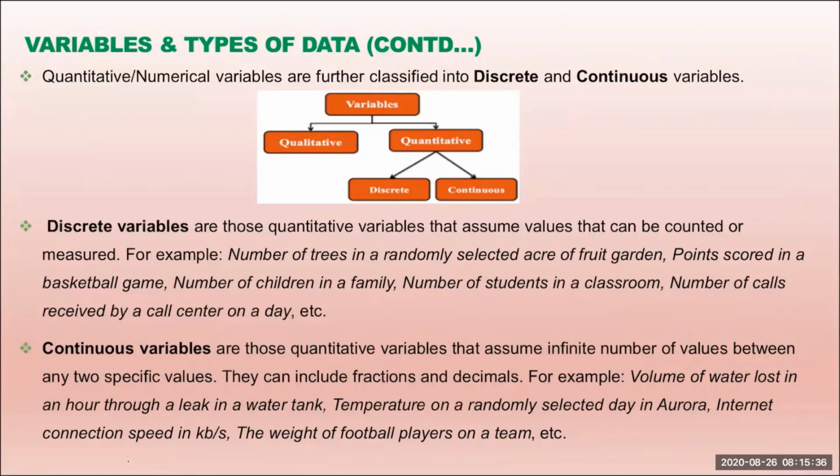Similarly, the weight of a football player, if we are measuring the weight of a football player, maybe you have 120.3 pounds. So decimal is possible there. So that is a continuous variable. So those quantitative variables, which can take only whole number values, they are called the discrete variable. And if they can take the fraction or decimal value, they are called the continuous variable. So by looking at the nature of the quantitative variable, you must be able to classify them as discrete and continuous variable.